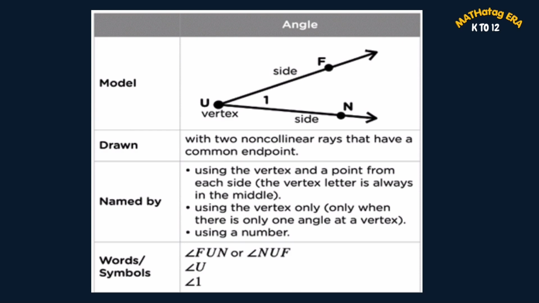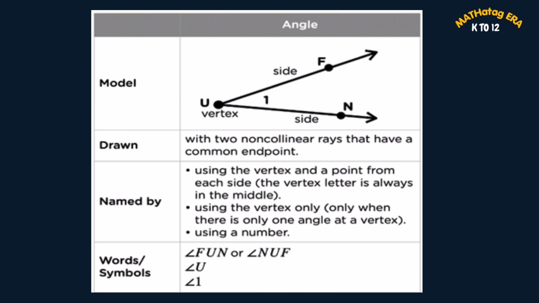How do we name an angle? There are three ways. Ang unang method natin is using the three letters. The vertex must always be in the middle. For example, angle FUN or angle NUF. Notice na dapat yung vertex na U is in the middle. Ano yung next method natin? Second method natin is using the vertex only. If there is only one angle at the vertex, we may simply write angle U.